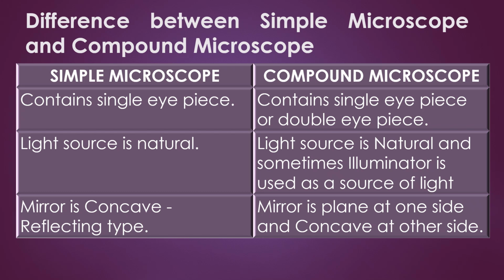In the simple microscope, the light source is natural, but in the compound microscope, the light source is also natural, and sometimes an illuminator or electrical light is used as a source of light. In the simple microscope, the mirror is concave reflective type, but in the compound microscope, the mirror is plane on one side and concave on the other side.